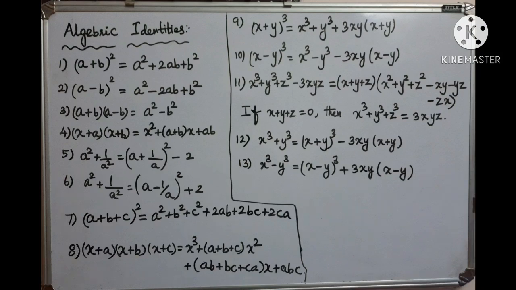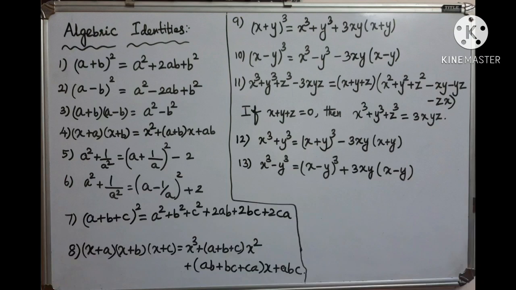(x minus y) the whole cube is equal to x cube minus y cube minus 3xy into (x minus y). Both formulas, we can also write x cube plus y cube equal to (x plus y) the whole cube minus 3xy into (x plus y). And the 10th formula, we can also write as x cube minus y cube equal to (x minus y) the whole cube plus 3xy into (x minus y). You can see your book notes, some notes are there, you can follow that.